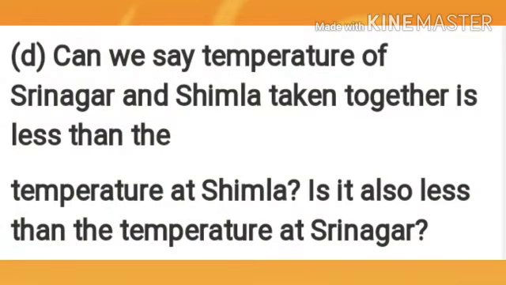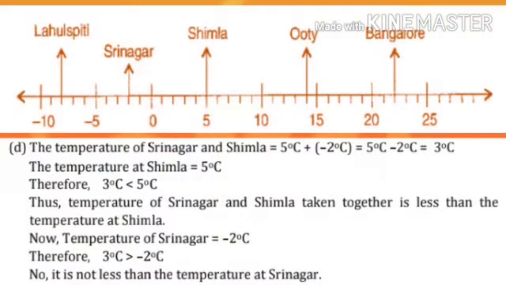Subdivision D. Can we say the temperature of Srinagar and Shimla taken together is less than the temperature at Shimla? Is it also less than the temperature at Srinagar? Here is the solution. The temperature of Shimla is 5 degrees Celsius and the temperature of Srinagar is minus 2 degrees Celsius. We take the temperature of Srinagar and Shimla together. Then we get 5 degrees Celsius plus of minus 2 degrees Celsius. 5 degrees Celsius is the temperature at Shimla and minus 2 degrees Celsius is the temperature at Srinagar.